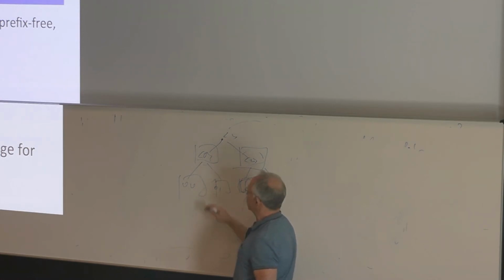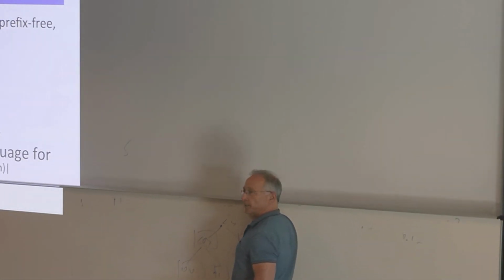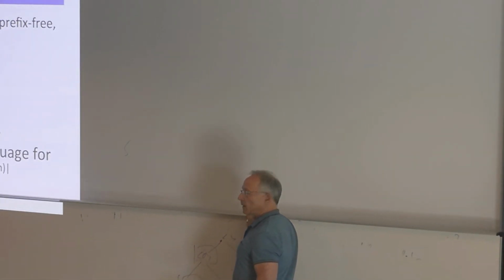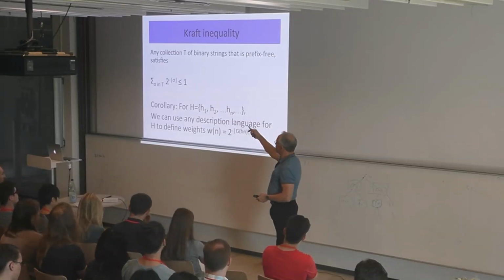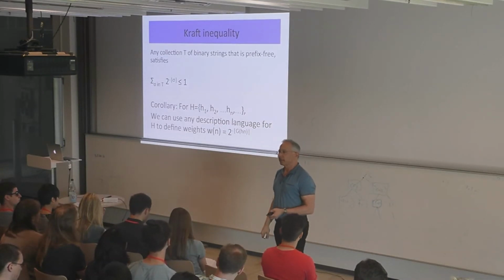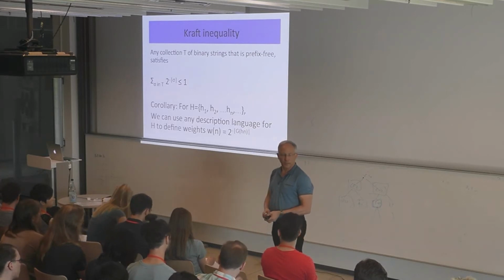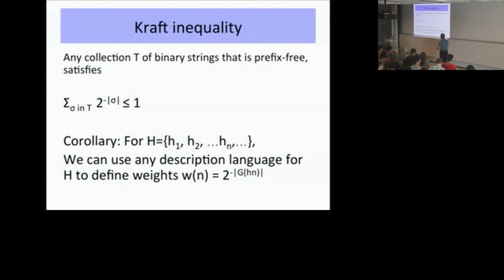But the Kraft inequality says no matter how deep you go in which branches, you will always have this property that the sum of the exponents of the length is at most 1. Now, why do we care about it? Because this sum being at most 1 tells us we can use it as weights. Because remember, we needed to pick a weight function such that the sum of weights over all n's is at most 1.